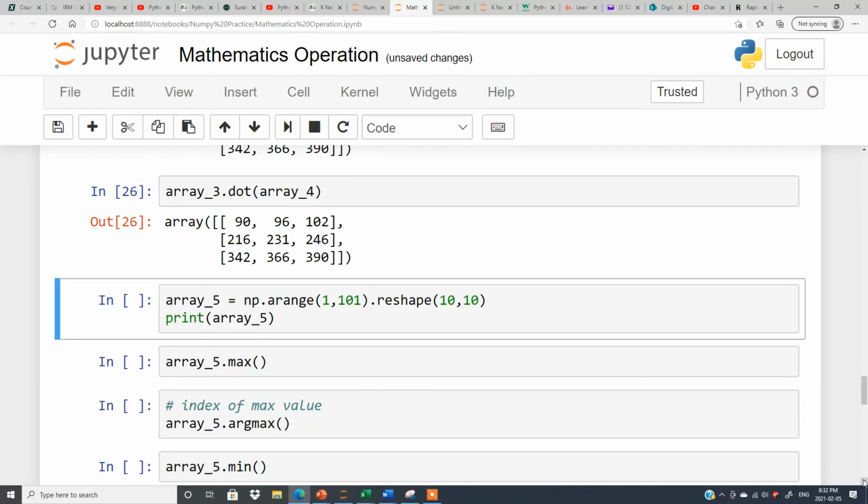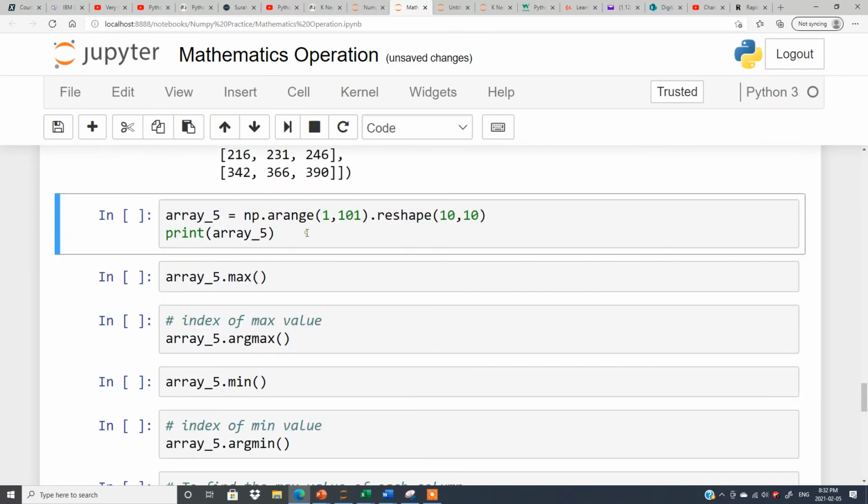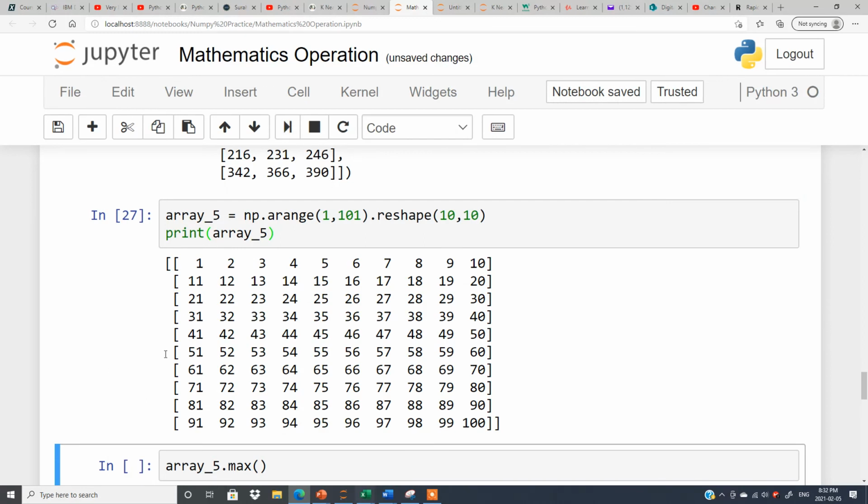Okay, now move on to another variable, array 5, and here I said np.arange 1 to 100. I want to make a matrix of 100 entries, that is why I wrote 101, since 101 is exclusive. And then reshape 10 by 10, right? So 10 rows and 10 columns, and the product of 10 multiplied by 10 is 100, and here I have 100 entries. When I execute it, you will see a big matrix.